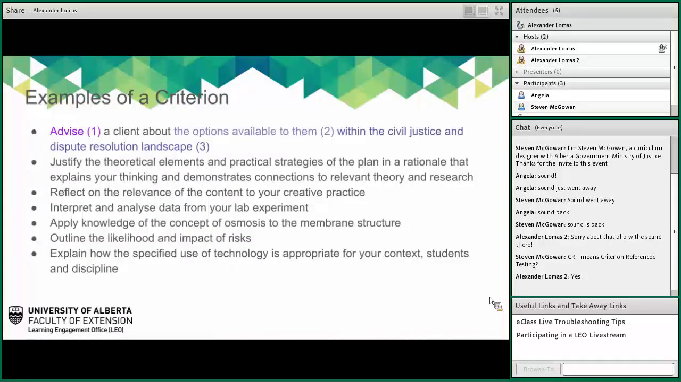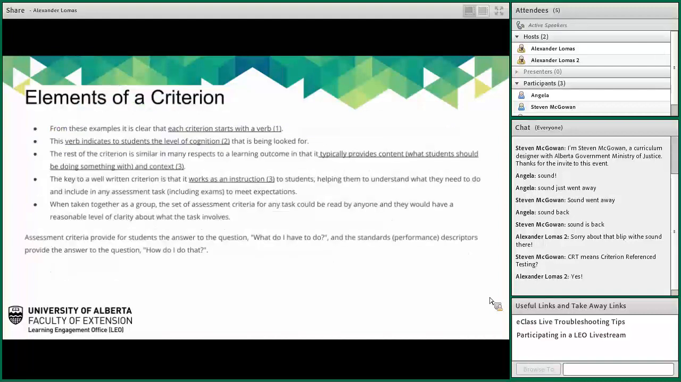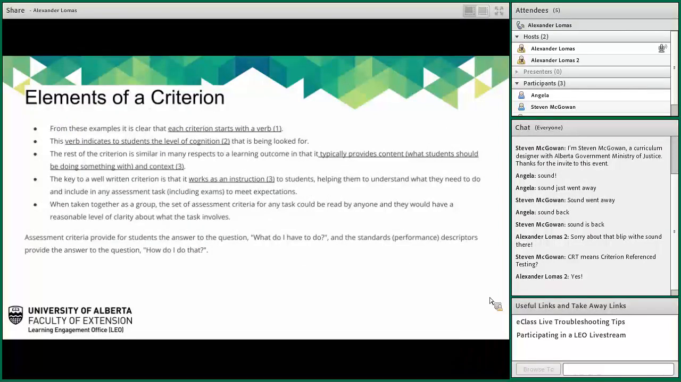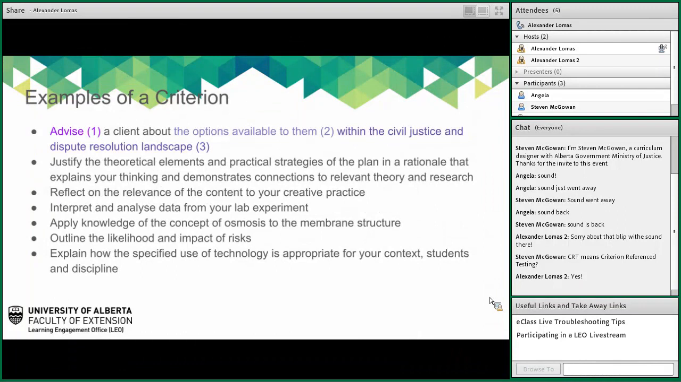So remember I had the little 1 and 2? I'm sorry, I don't have a split screen, so I'll have to flip back and forth. So remember, it starts with a verb. Advise a client. That's the first thing they have to do. The verb indicates to the students the level of cognition: the options available to them. So you go in to talk to a client, you need to be able to tell them what options are available to them within the civil justice and dispute resolution landscape.